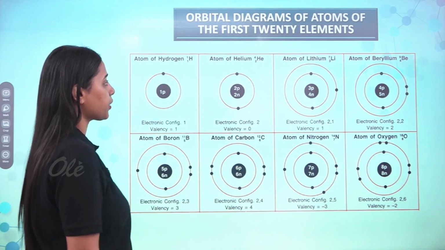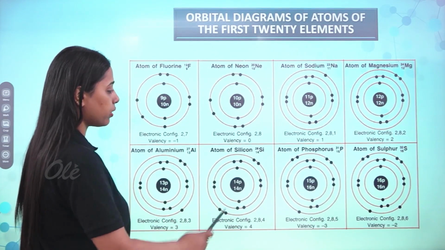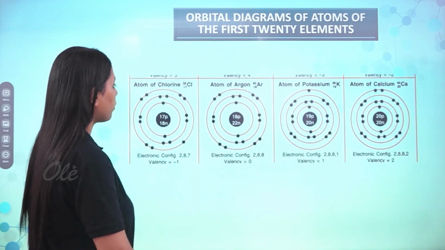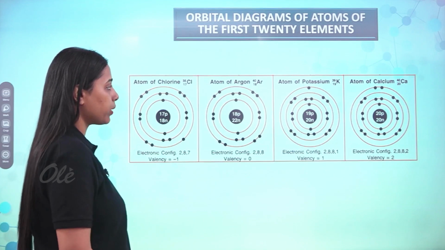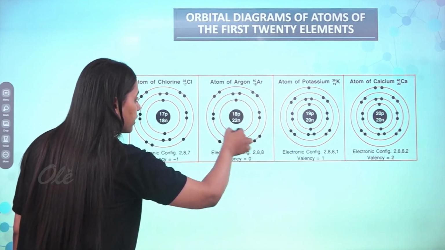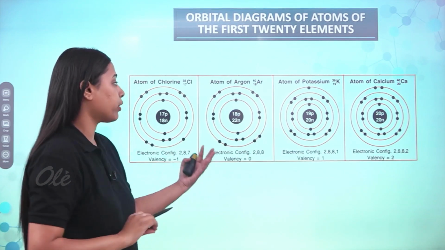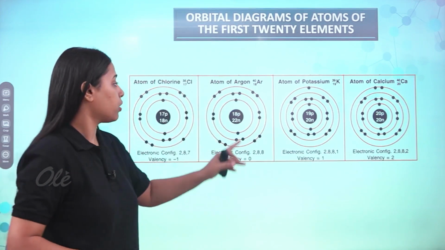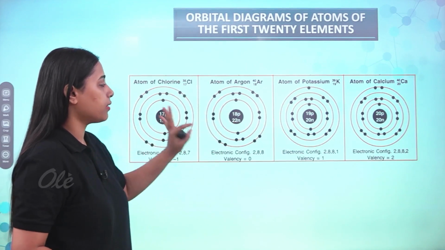This is the representation for the first 20 elements, then from fluorine to sulfur, and then from chlorine to calcium. That's how you represent them. Do remember that these are shells and electrons are filled according to the configuration, like for argon 2, 8, 8. First shell has 2, second shell has 8, third shell has 8, in this manner.